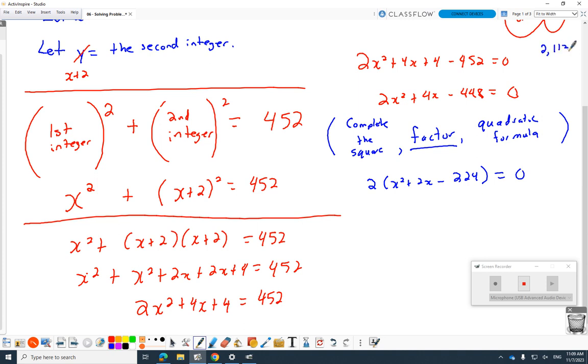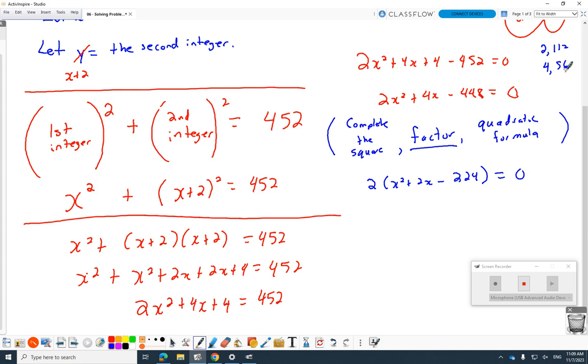Yeah? 3. Does 224 divide by 3? No, it doesn't. Does 224 divide by 4? Yes, it does. 4 and 56. That's not going to add to 2, though. 16 and 14, somebody says? How did you get that fast? He knew 16 and 14 divided by 224.